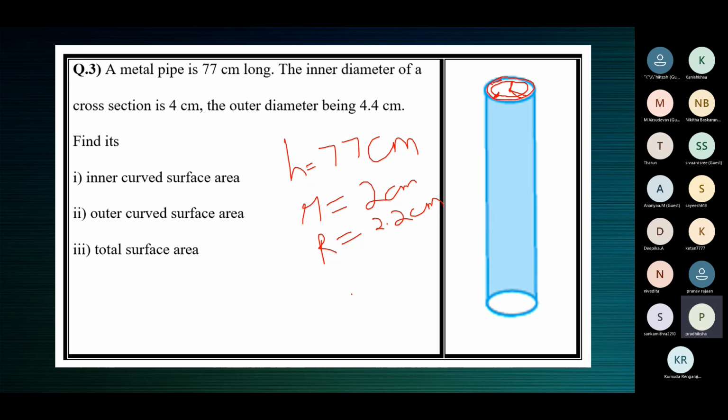Ma'am, is it pi r square h? That's volume. 2 pi r h, ma'am. Louder. 2 pi r h. Be specific. Which r? Small r, ma'am. To find what? Total surface area. No, ma'am, inner curved surface area. Yes, the inner curved surface area is given by the formula 2 pi small r h.